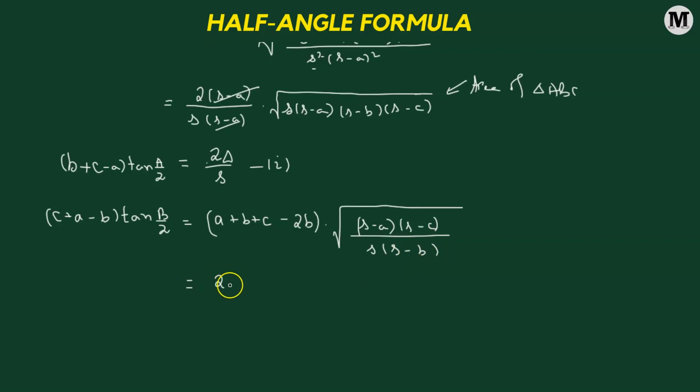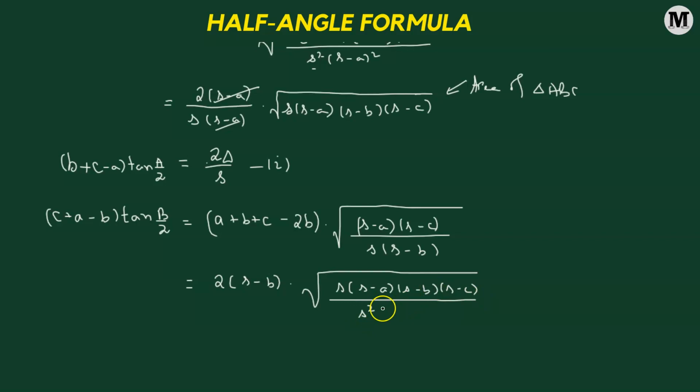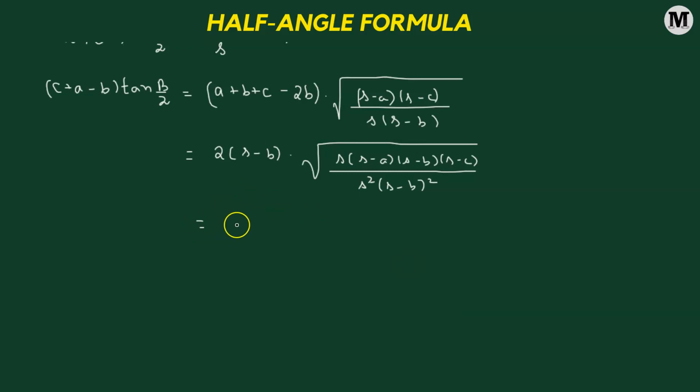This is going to be equal to 2 times (s minus b) multiplied by the square root of, so we'll multiply the numerator and the denominator by s times (s minus b), making it s times (s minus a) times (s minus b) times (s minus c), whole divided by s squared times (s minus b) whole squared. So this is going to be equal to 2 times (s minus b) multiplied by delta over s times (s minus b), and that gives us 2 delta over s. Similarly, I'm leaving it as an exercise for you to try out.